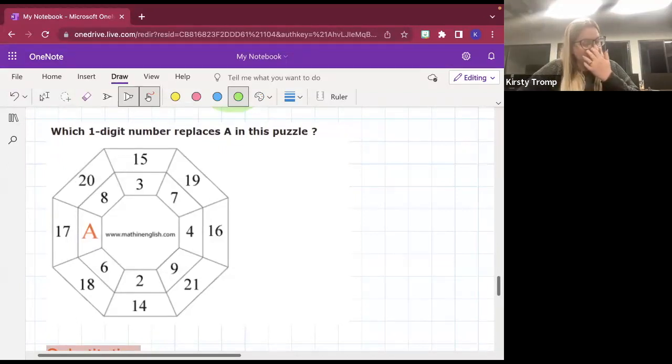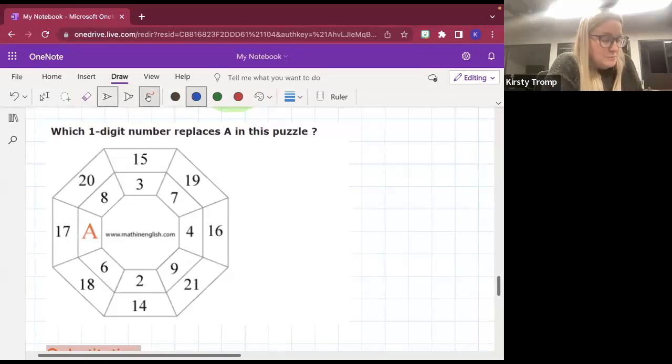Right, so fantastic, well done. I'm seeing some really good answers. So if I'm looking at this, the difference between 3 and 15 is 12. The difference between 17 and 19 is 12. Between 14 and 16 is 12. 9 and 21 is 12, 12, 12. So what would be the answer here? It would be 5. Well done, guys. Well done.